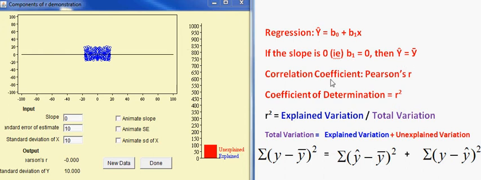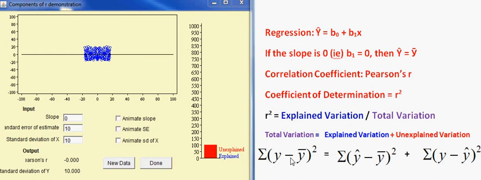And correlation coefficient, we are going to cover Pearson's R in this demo. And R squared is called the coefficient of determination. R squared is actually a ratio. It's a ratio of explained variation divided by the total variation. The total variation is the sum of explained and unexplained variation.